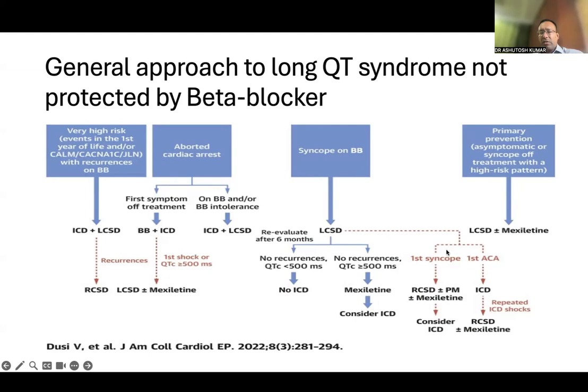If the patient has any syncope even on sympathectomy with or without mexiletine, or any cardiac arrest has happened, then AICD is the first treatment. So for cardiac arrest, AICD. If it is not a cardiac arrest but a syncope, then certainly we can go for sympathectomy with beta blocker. And if the beta blocker is not responding or not tolerable, then again mexiletine with AICD is the treatment.